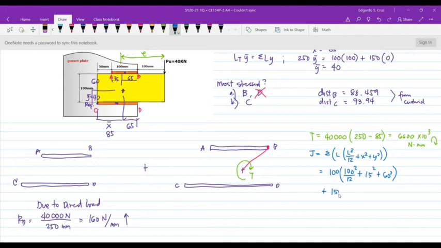Plus for the second length, its length is 150. Again, length 150 square over 12. What is its x? X is the horizontal distance of the local centroid to the global centroid. And that would be 85 minus 75. And that is 10. Plus, the vertical distance is 40. Okay. So, based from my calculator, ang nakuha kong J is 1,02,083.333. So, shift store ko to sa B. Shift store ko yung moment sa A.